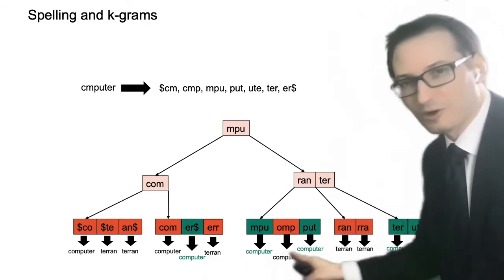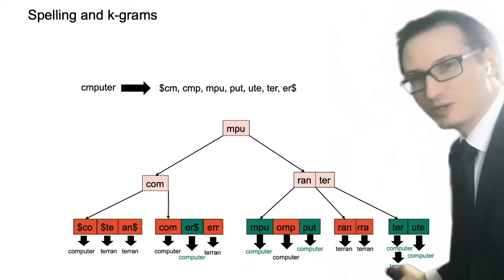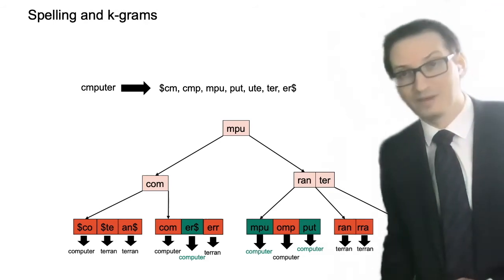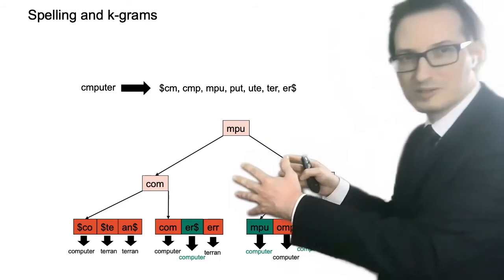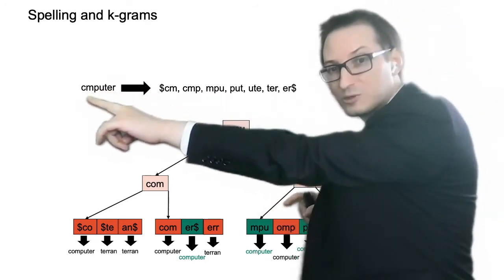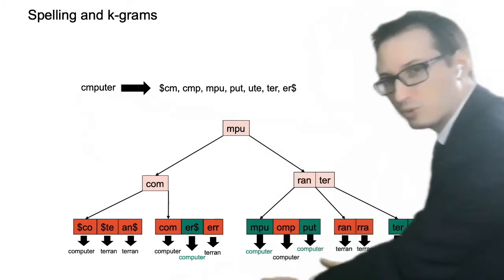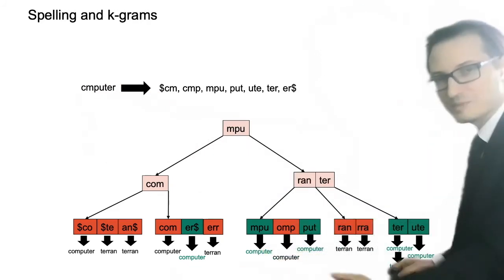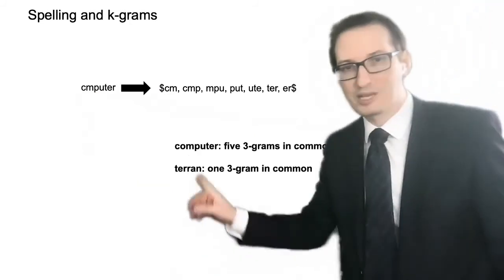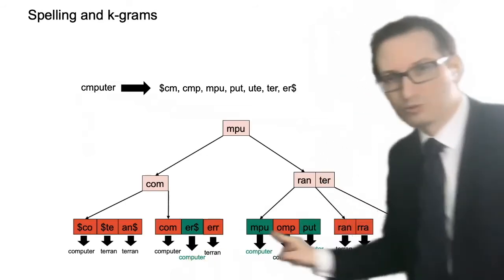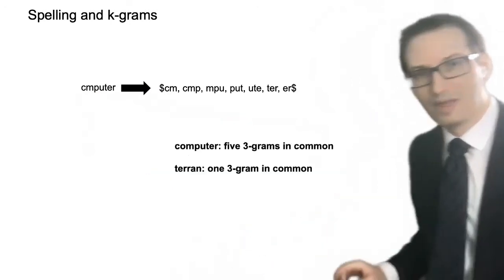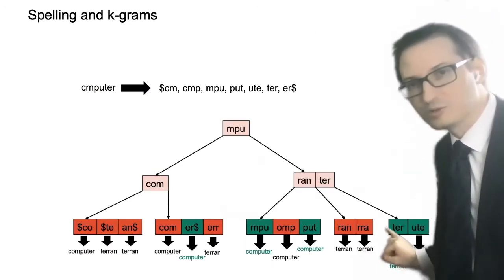So you see I see computer a lot of times, so computer is probably a very good candidate. Terran may be less, because here you just have the TER in common, right? But you see the logic. I'm using this k-gram index to resolve all the k-grams in my actual mistaken query. Then I find all the words that contain these k-grams, and I try to find those that appear very, very often. In the case of computer, I have 5 in common: 1, 2, 3, 4, 5. These are the 3-grams they have in common. But for Terran, there is only 1. That was the TER, right?